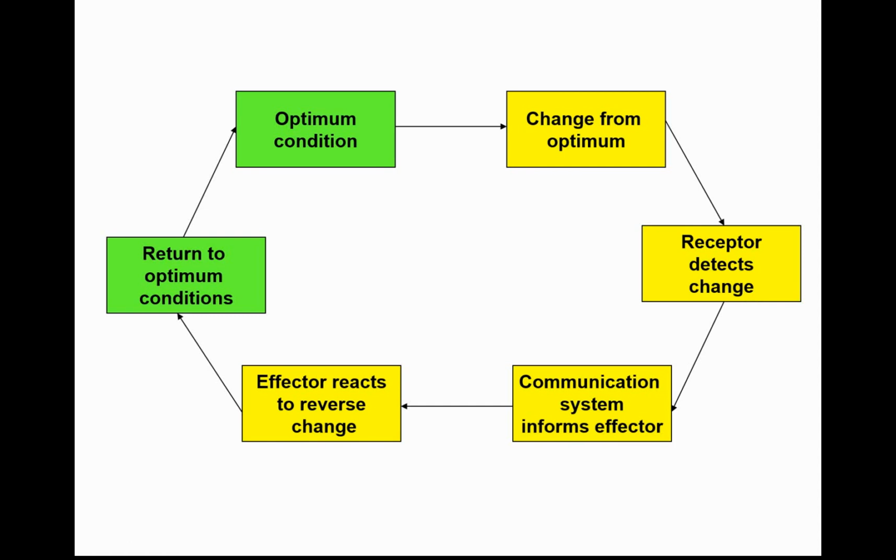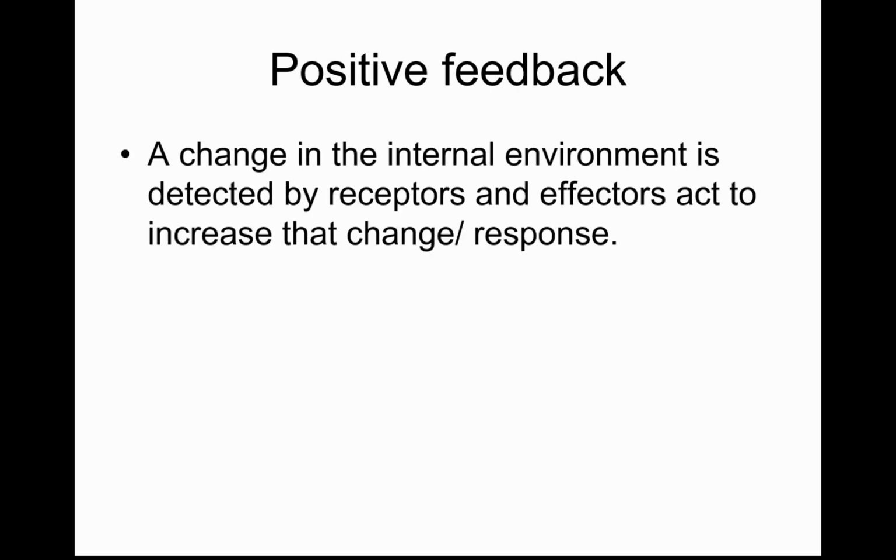Okay, so positive feedback then. Well, what's that? We've got negative feedback. So what's positive feedback? Negative feedback was any change away from the normal is brought back to the normal. So if it goes up, it goes down. If it goes down, then it goes up. But positive feedback is actually where any change to the internal environment is detected and effectors act to actually increase the change, make that change bigger.